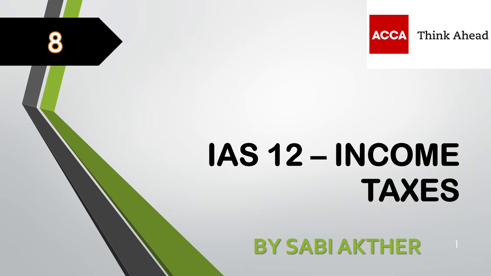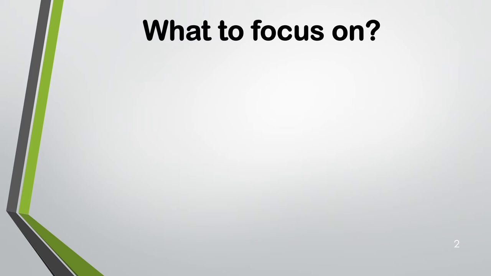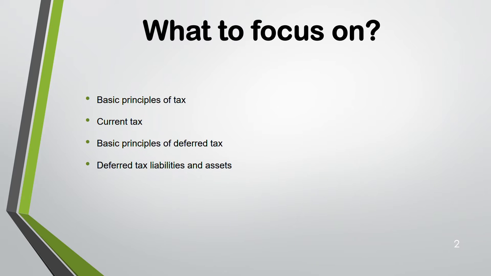I will show you how, but first let's go through the areas that we are going to focus on in this lecture. We are going to start with basic principles of tax. You must have covered most of this in your financial reporting, so here it's going to be a little easier and we are going to go to the advanced level. Second is current tax. There are two types of tax when we talk about income tax: one is current tax and the other is deferred tax. Then we are going to study deferred tax liabilities and assets. You need to identify whether it's a deferred tax asset or a deferred tax liability.